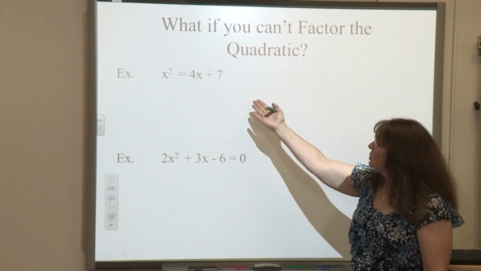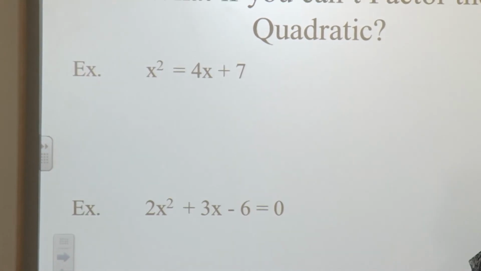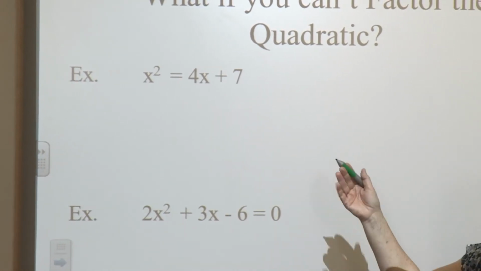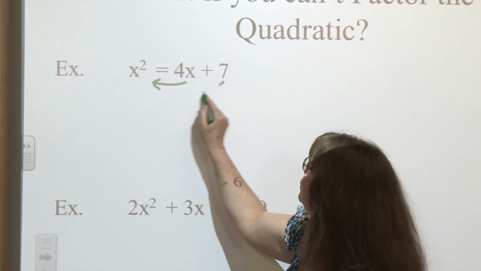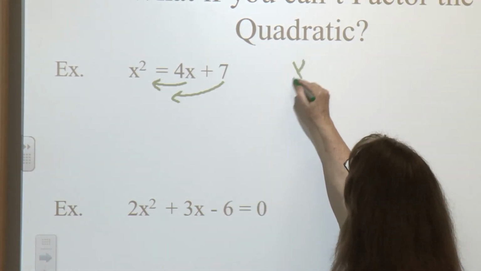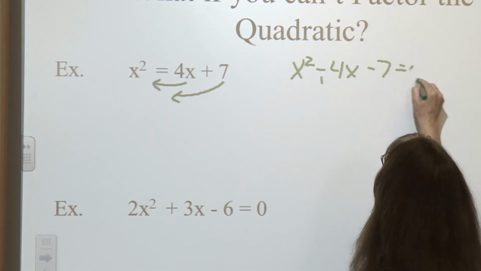So I've got one that's an x squared and one that has a 2x squared. It's got a number in front. I'll start out the same way I normally would. I want to set each of these equal to 0. So I'm going to go ahead and move everything over so that I have x squared minus 4x minus 7 equals 0.